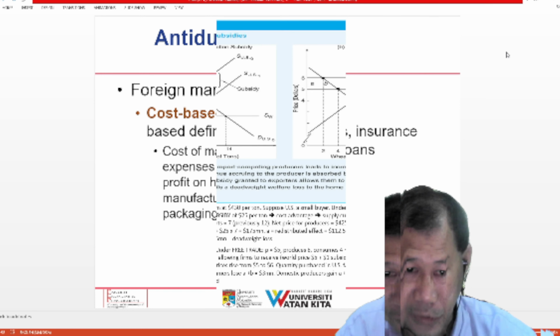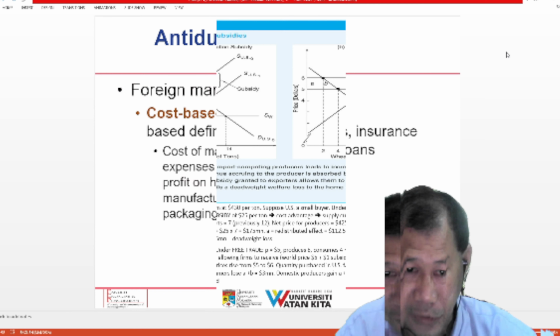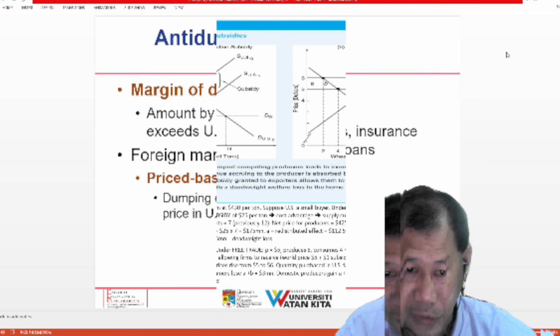So it is a lot more complicated based on the cost definition. You have to get the cost plus profit. You assume that 8% and general expenses and so on, if there is no price as a base to calculate the margin of dumping.